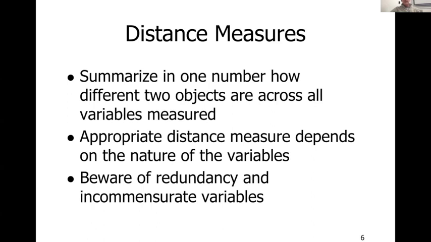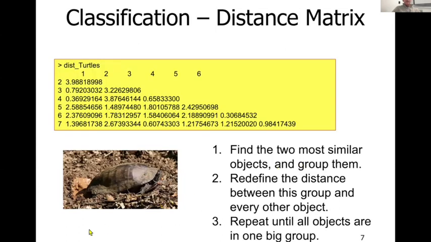The incommensurate variable one is you have to do certain things if you've got variables measured in different units. If I measured the width of the shell in millimeters and the height of the shell in centimeters, I can't just put those two together. Then the length of the shell in millimeters is getting a lot more weight in whatever the distance measure comes out to be than the height of the shell measured in centimeters. So I've got to be wary of variables that are measured in different units. But there's ways around that.